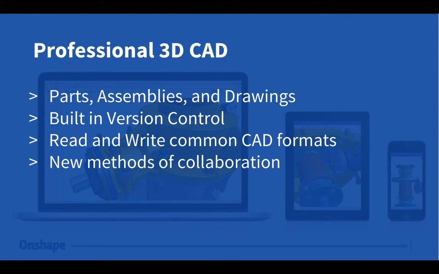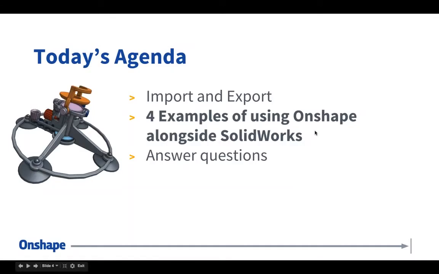So those are just some things about Onshape I like to highlight in general. What I'd like to do now is talk about what we're going to discuss here today. And the first thing, of course, that's worth mentioning is importing and exporting. How do we handle importing and exporting in Onshape? What formats are supported? How's the process work? And so on. So we're going to cover that just real briefly.